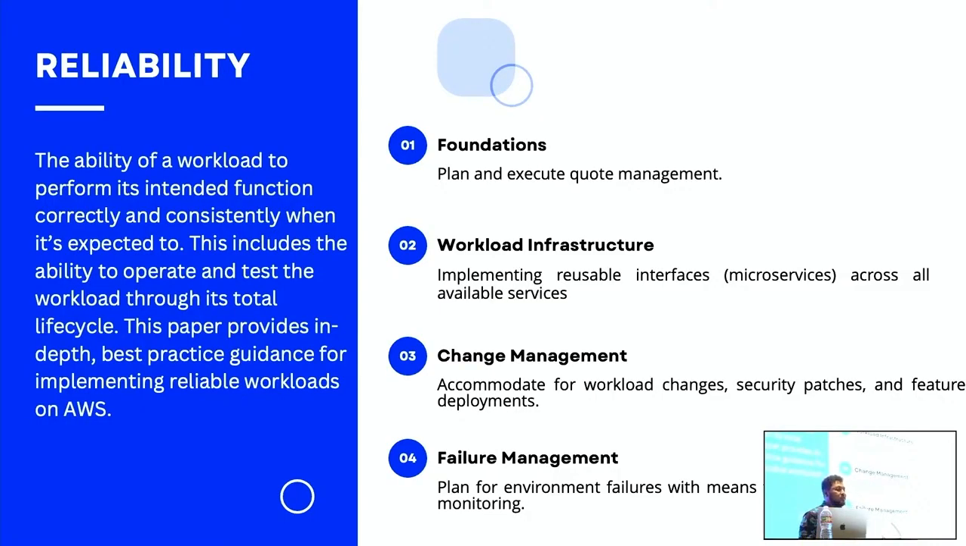Workload infrastructure: how am I implementing reusable interfaces or microservices across all of my available services that I need to distribute globally? And then how do I handle change management? That being, how do I accommodate workload changes? Maybe one day I have 10 users, the next day I have 100 users, the next day I have 10,000 users. How am I able to scale properly without having any sort of faults within my application? And then how do I plan for environment failures, isolate those faults, and then recover and learn from those in the future?